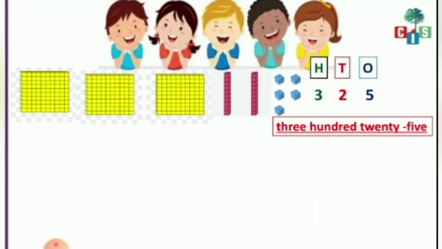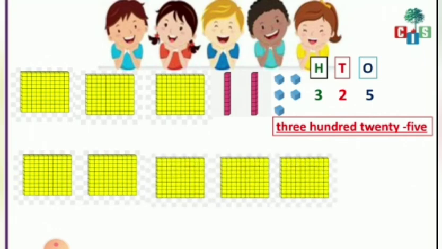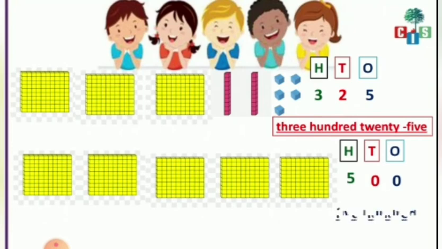Now let's see another one. Okay. Let's see how many hundreds are there. 1, 2, 3, 4, 5. How many tens are there? I could not find any tens. So it will be 0. And there are no ones also. So here again there is a 0. So now read the number 500. Correct? Now let's move to the next slide.